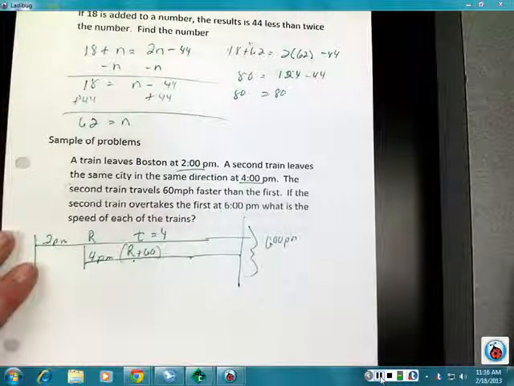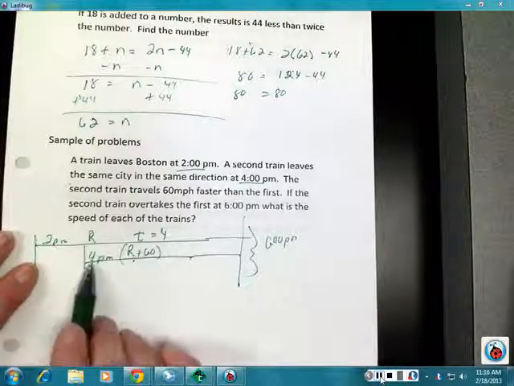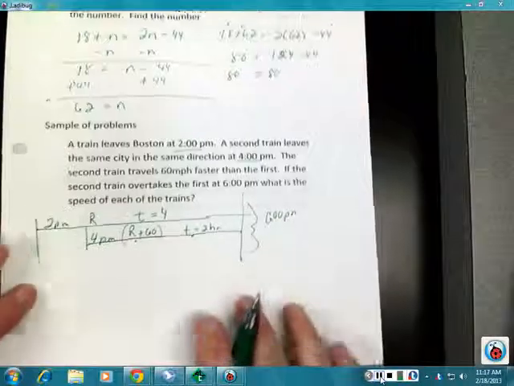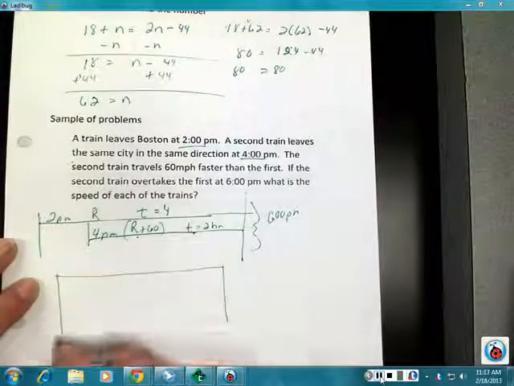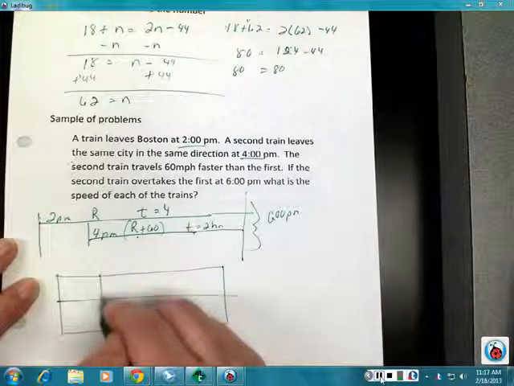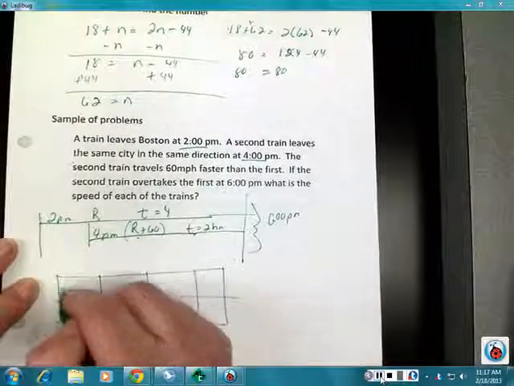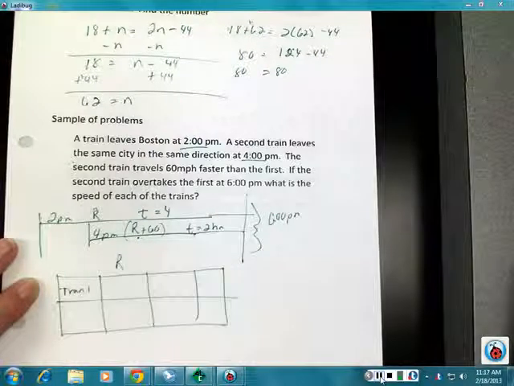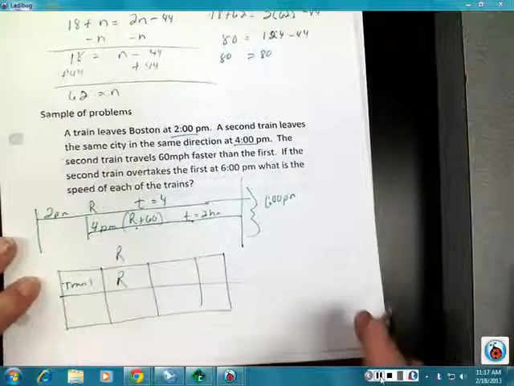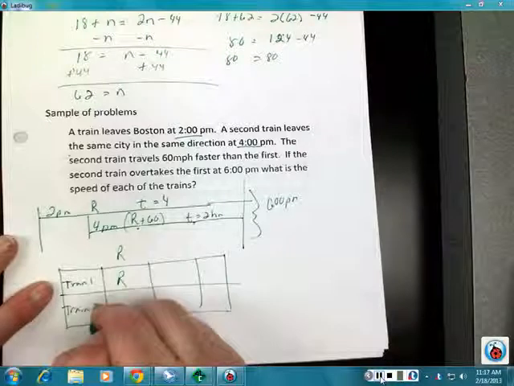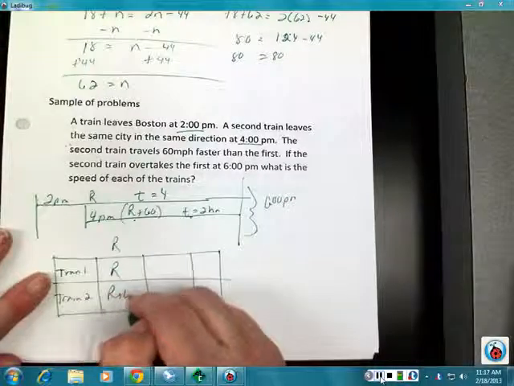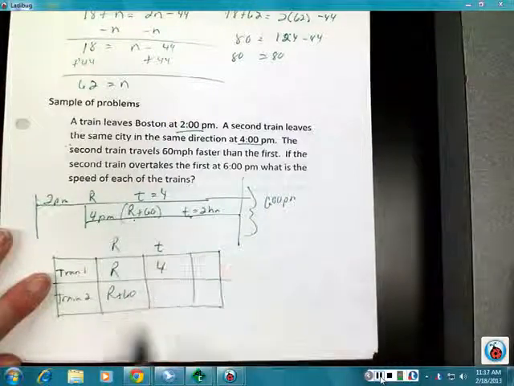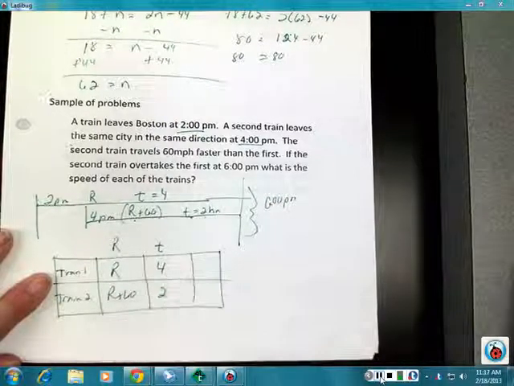What's my time on the second one? 4 to 6 is 2 hours. So if you were to chart this, maybe that would be a better way in which we can take a look at this. Train 1, its rate is R. Train 2, its rate is R plus 60. Time-wise, first train is 4 hours that's on the track. Second train is 2 hours.